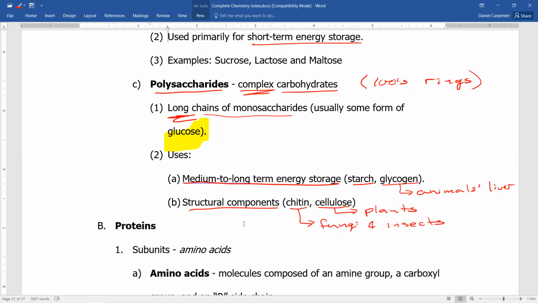Growth, done by proteins. Nerve cells, nerve impulses, I mean, done by proteins. Digest your food, done by proteins. Fight disease, done by proteins. Everything that's actively done in a cell gets done by proteins.